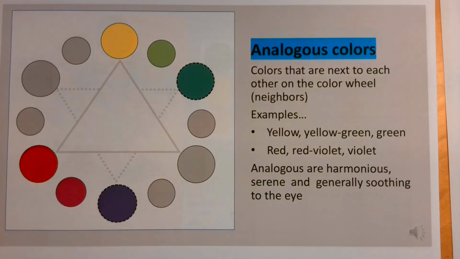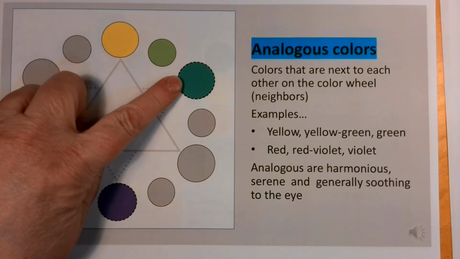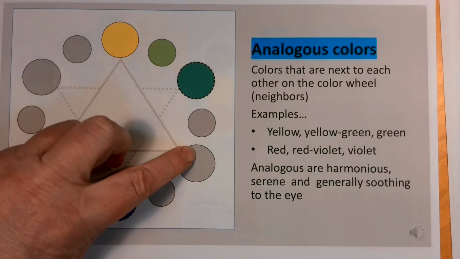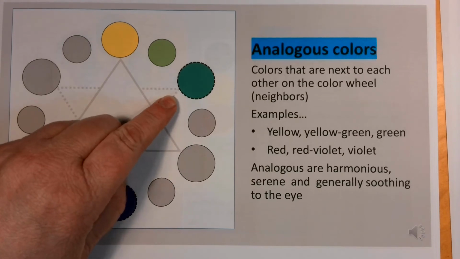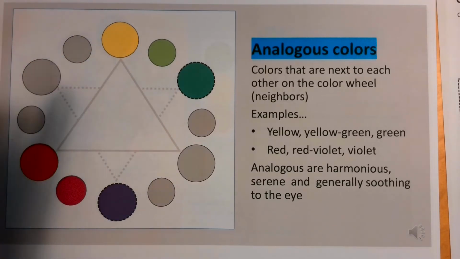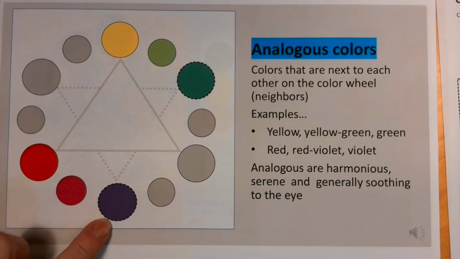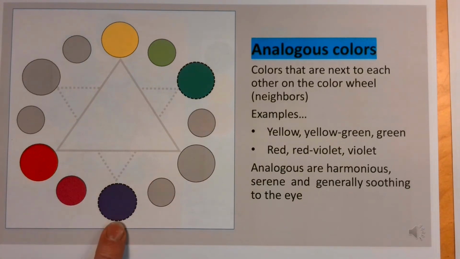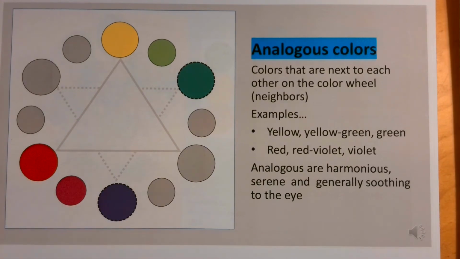Analogous colors are colors that are next to each other on the color wheel. So any three in a row, and they share things in common. So like yellow, yellow-green, and green all share yellow in common, because we mix yellow and blue to make green. So they all have yellow as a base. So red, red-violet, and violet all have red as their base, because red and blue make violet. So analogous colors are pleasing to the eye and generally pretty soothing.